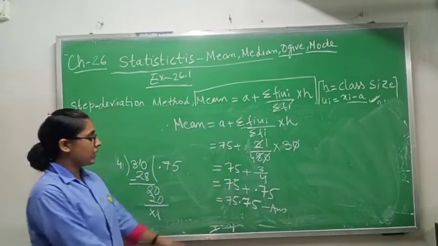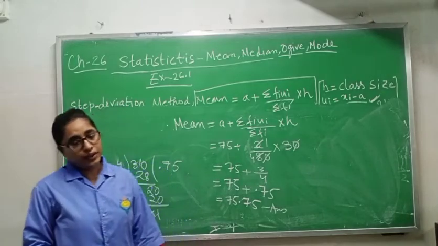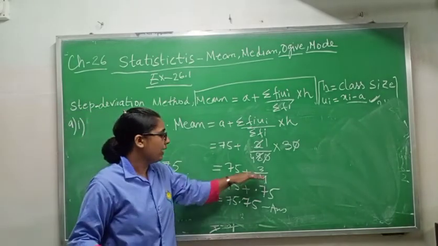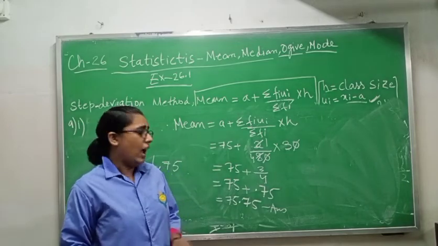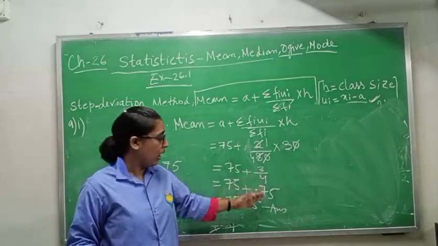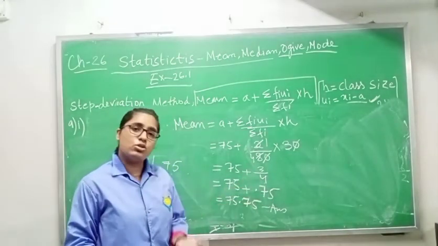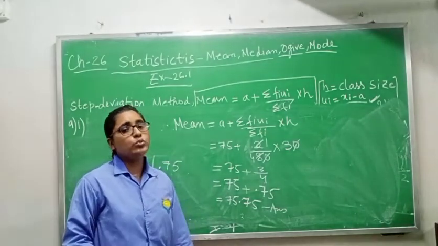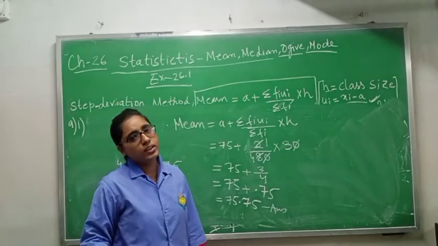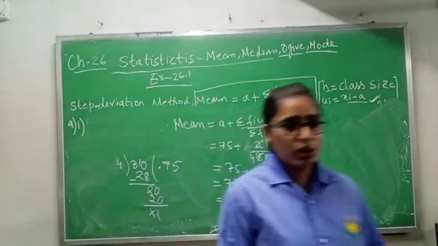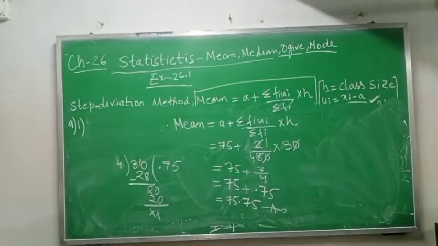Okay, so the mean will be 75.75 you are getting. You can take LCM and solve that one. This is also correct. Or you can first divide, write the answer, then add. This is also correct. It's up to you which method you want to follow. But the answer will come 75.75. Okay, complete this one.